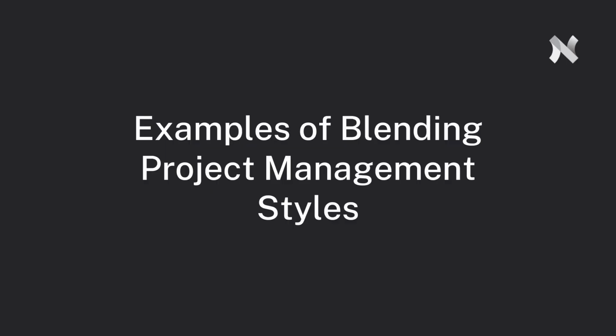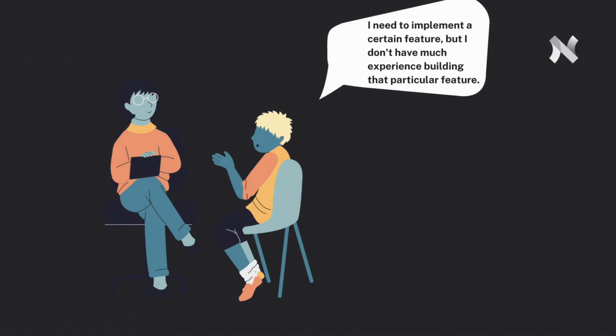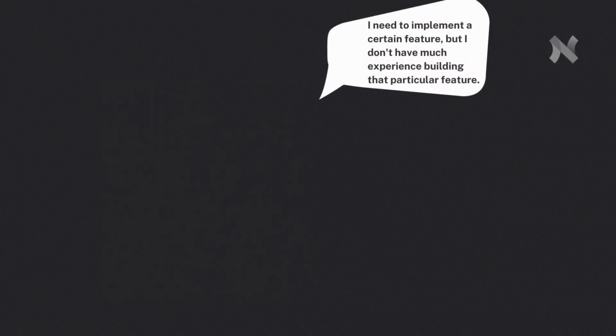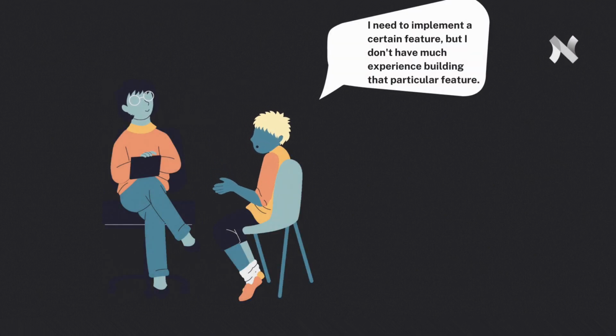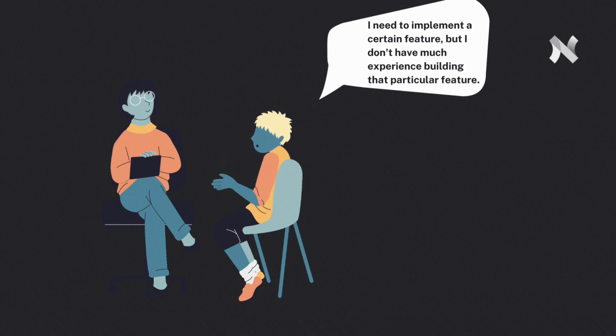Let's explore some more examples of how to blend methods. Let's say your project is to develop a software product. During the retrospective for the last sprint, a team member says, I need to implement a certain feature, but I don't have much experience building that particular feature. Someone else on the team is an expert on that feature, so you decide to pair them up so they can work on building the feature together during the next sprint. You have just blended XP and Scrum. XP provides the basis for working in pairs from pair programming, and retrospectives are a key component of Scrum.